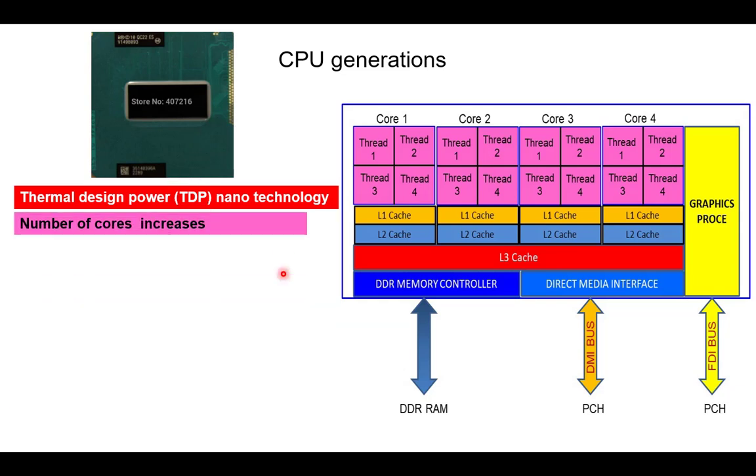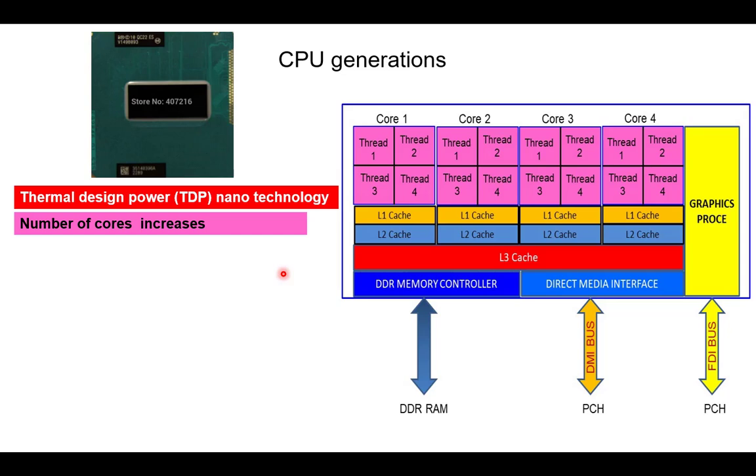The second thing is that the number of cores increases. In previous CPUs there is a single core. Single core means there is a single arithmetic and logic unit, a single control unit, and a single buffer, or that small amount of memory called the register. But nowadays there are multiple cores, like 2 core, 4 core, 8 core, 16 core. The cores are increasing. So what will happen if the cores are increasing? The core is like an individual CPU.